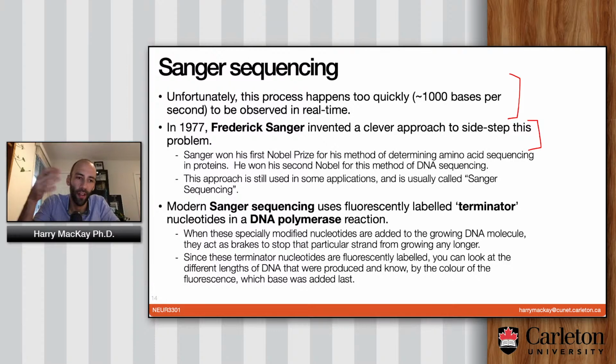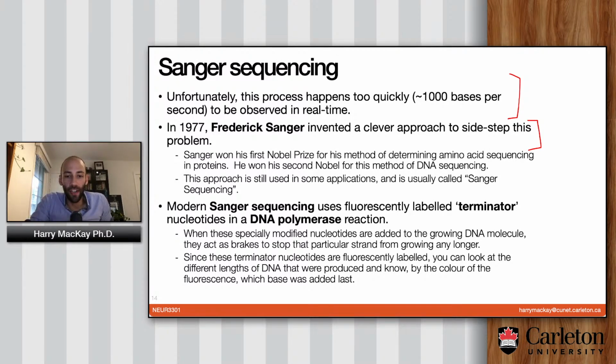I can't even remember what it was, but it was some kind of important but fairly small, easy to sequence protein. And he won a Nobel Prize for that. And then his second Nobel Prize, he invented a way to sequence DNA and figure out the nucleotide sequence of DNA. And that's, I would say, a pretty good accomplishment.